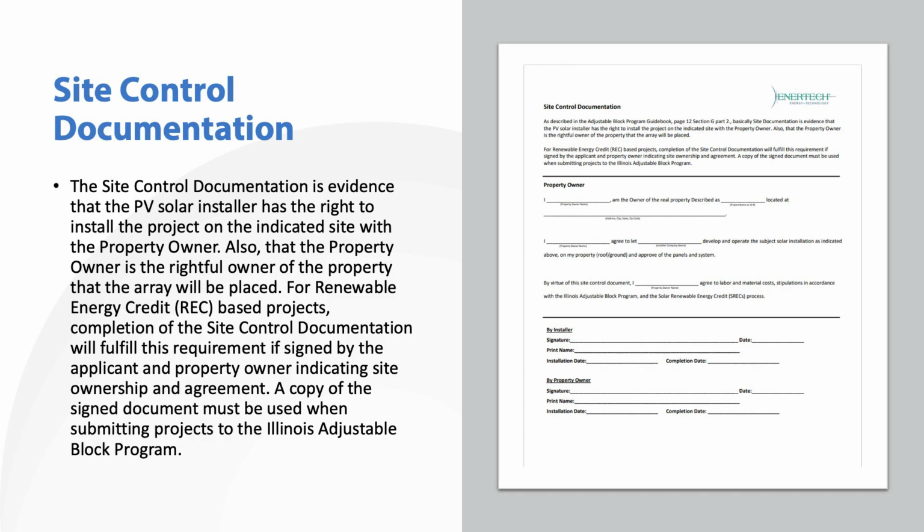The site control documentation is evidence that the PV solar installer has the right to install the project on the indicated site with the property owner. Also, that the property owner is the rightful owner of the property that the array will be placed. For renewable energy credit-based projects, completion of the site control documentation will fulfill this requirement if signed by the applicant and property owner, indicating site ownership and agreement. A copy of the signed document must be used when submitting projects to the Illinois Adjustable Block Program.